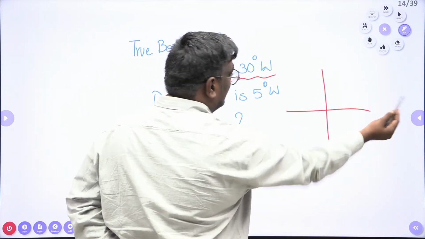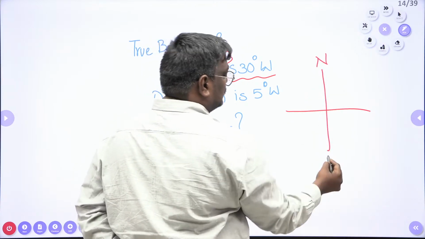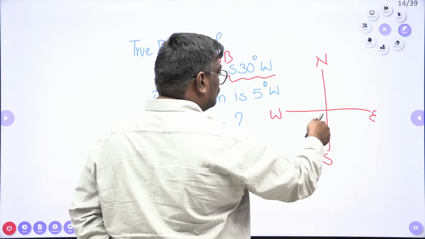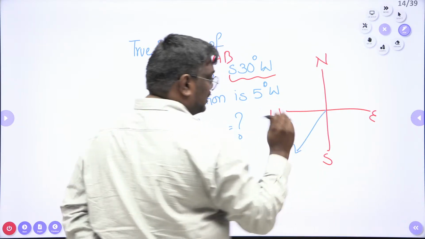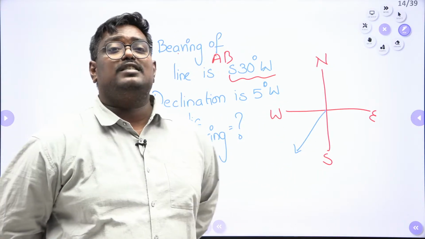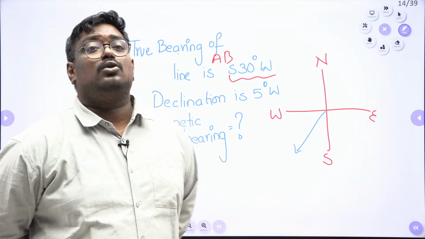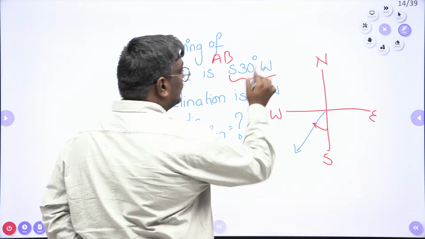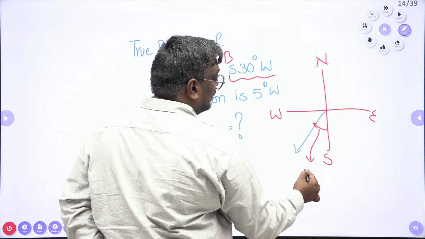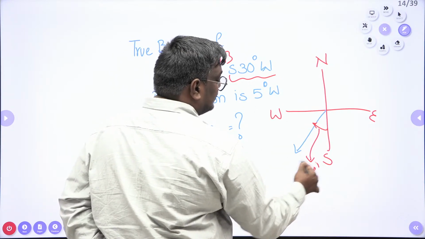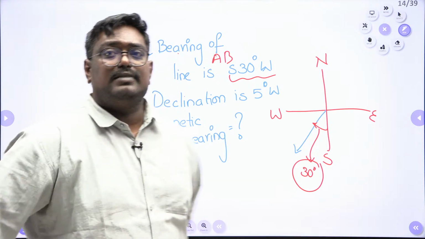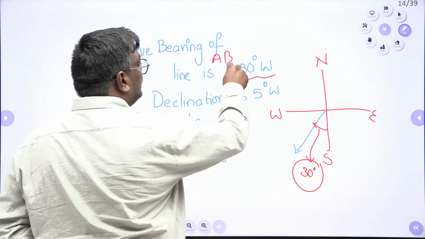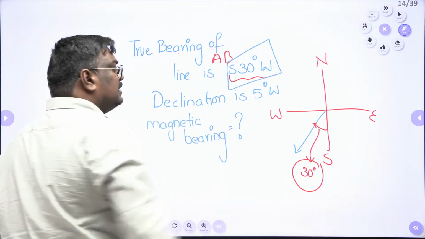Suppose we draw the diagram: this is north, this is south, this is west, and this is east. And we have the true bearing. Remember, true bearing is always measured from true north or true south. And this angle is given as 30 degrees. So here the true bearing of line AB is given as south 30 degrees west.